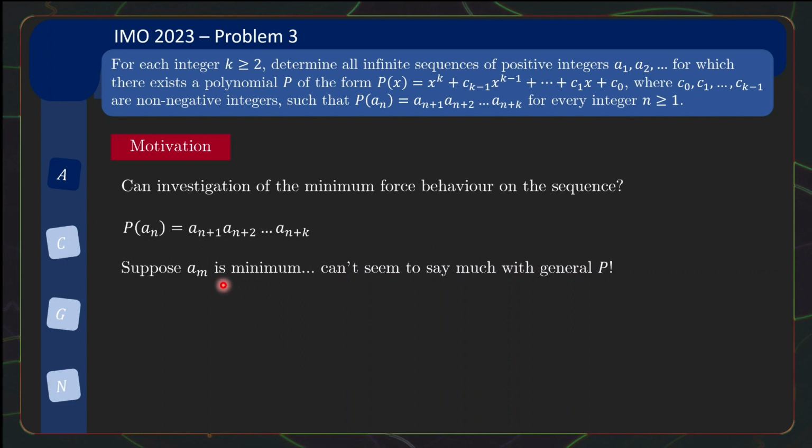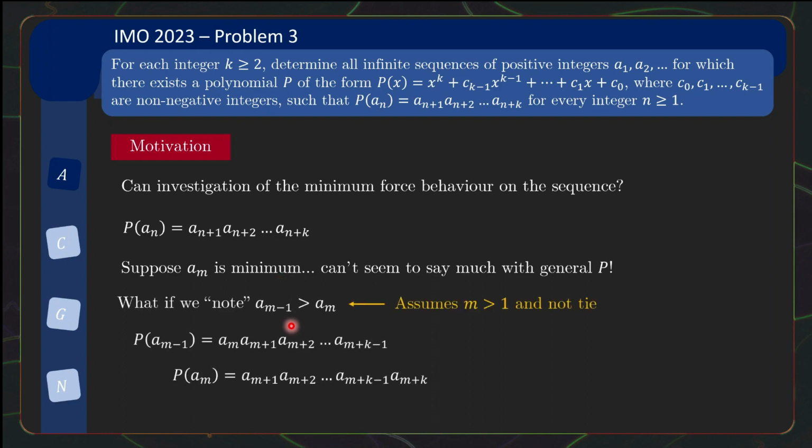But the thing about minimum is it is minimum to the left and to the right. What I mean by this is we can think about the element before that. So if we assume that m is bigger than 1, so there is an element before that, and we assume that this is not a tie, then am being minimum means that the element before that is strictly larger. And here we have an interesting pair of relations then, because you can write the recurrence at m minus 1, and you can write the recurrence at m, and they share a lot of terms, which makes them suitable for comparison.